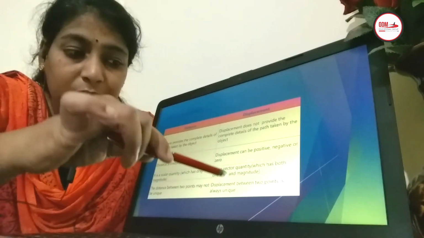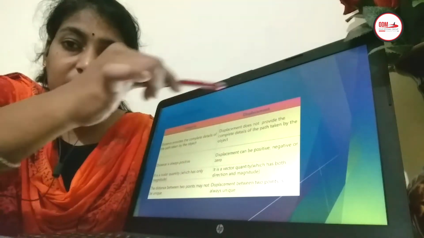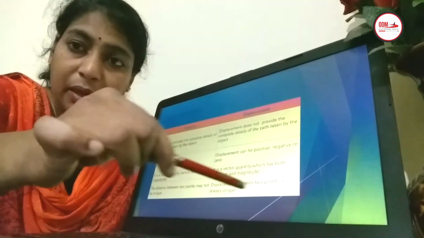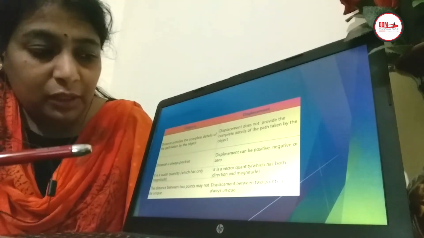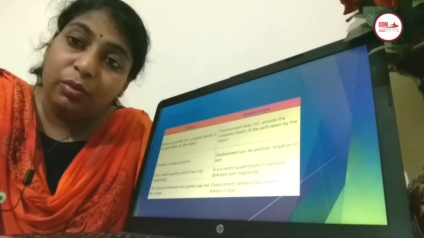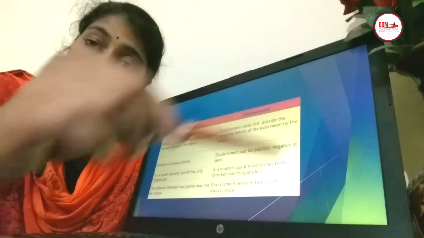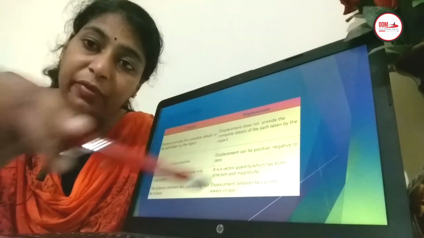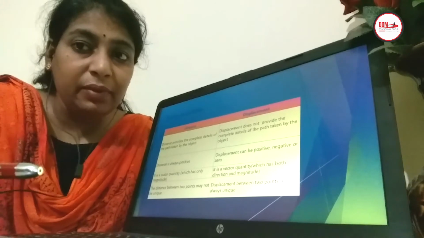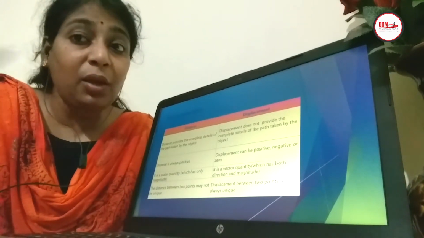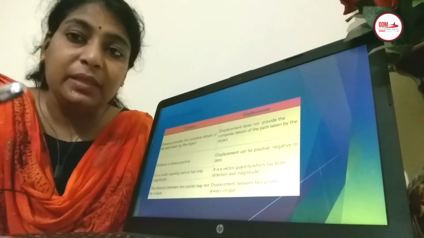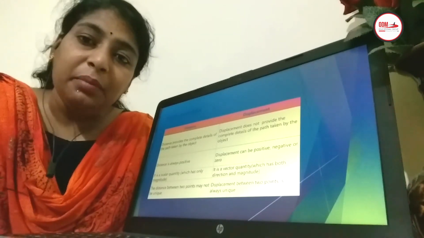If I am revolving around a circular path or a closed path like a square, then the displacement becomes 0, because I am covering the distance, no doubt. The whole circumference of the circle is the distance covered by me. But the initial position and the final position coincide. That's why the displacement becomes 0.